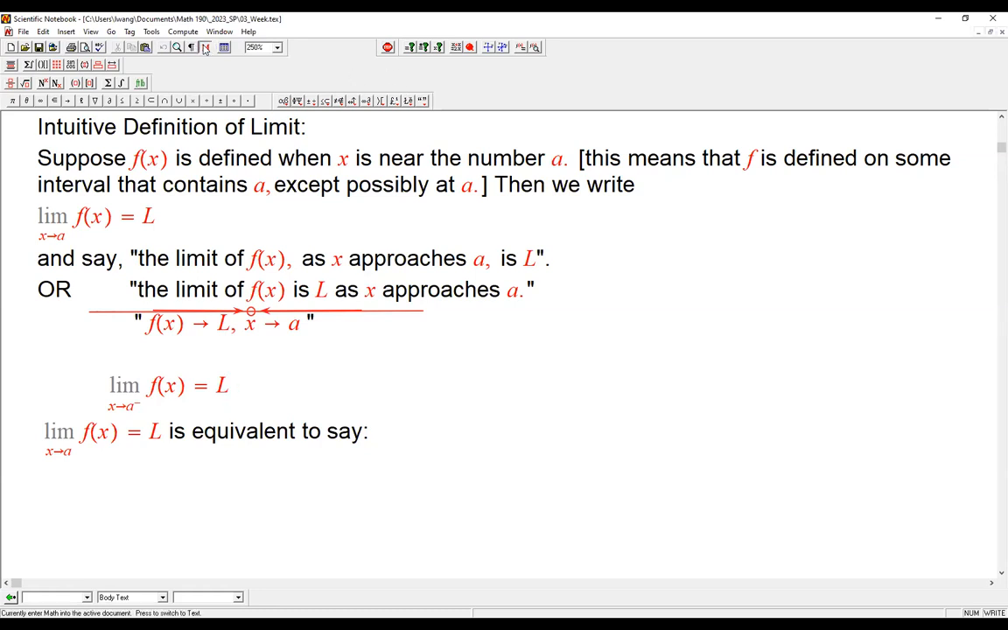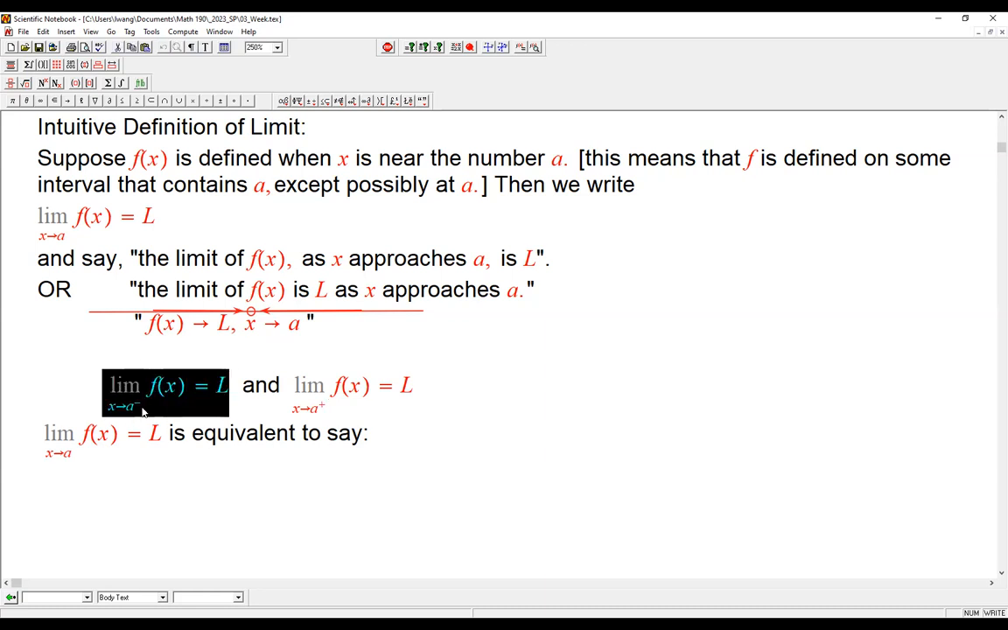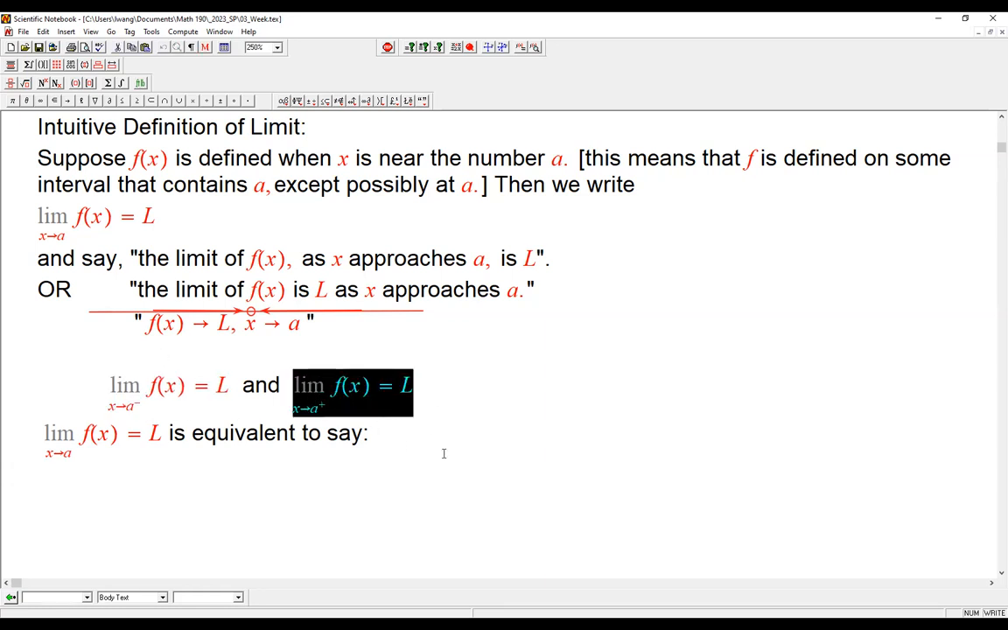And it could also be that when x is approaching a from larger than a, then we will be using this notation: a with a positive sign as the superscript. These two notations, the left one is approaching a from smaller than a, and the other one is approaching a from larger than a. Let me redraw the picture so that we can be clear about it.